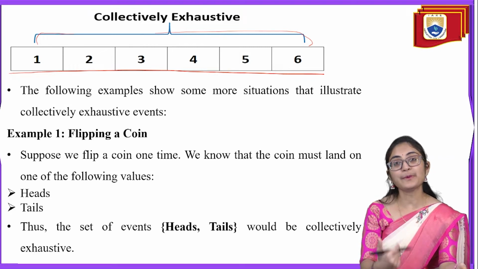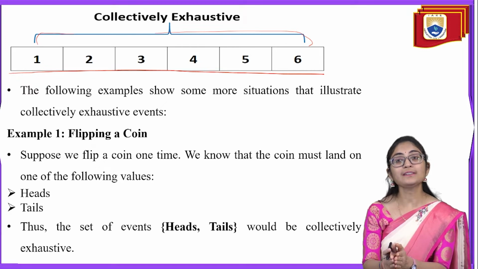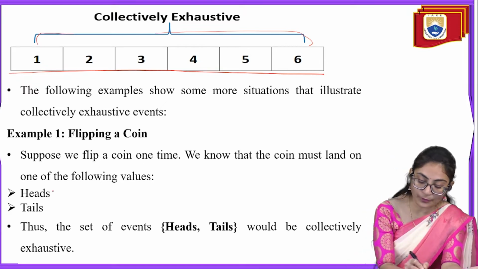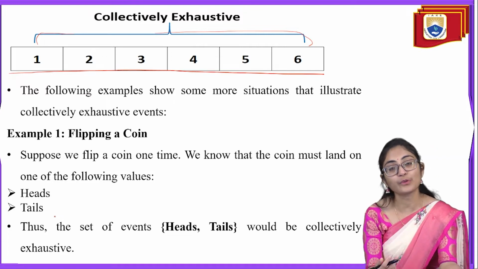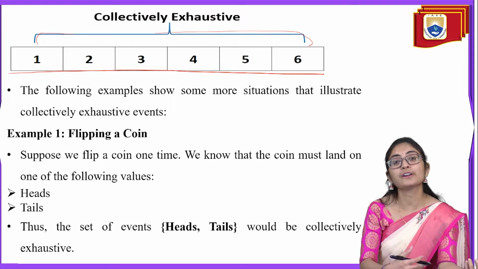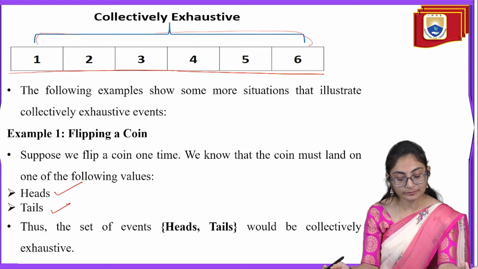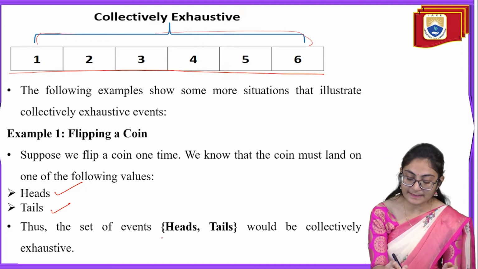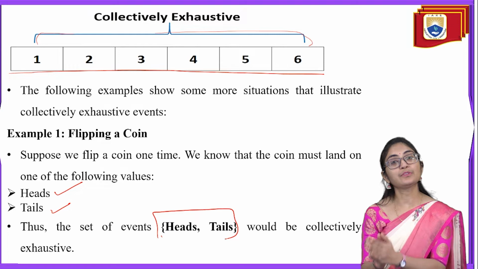Suppose we flip a coin one time. We know that the coin must land on one of the following values. The coin has only two sides, so only two events can occur, either heads or tails. And the set of events, heads or tails, would be collectively exhaustive.